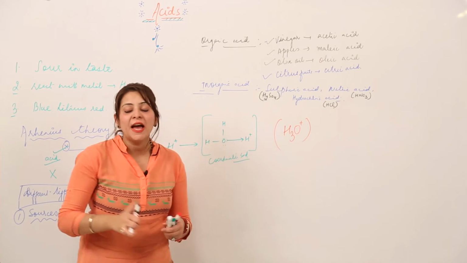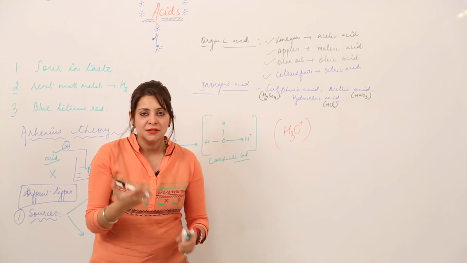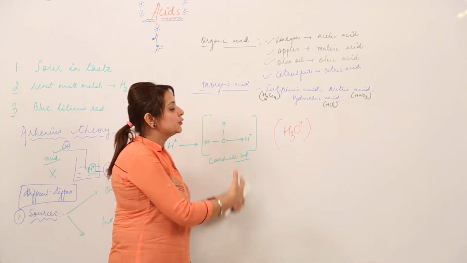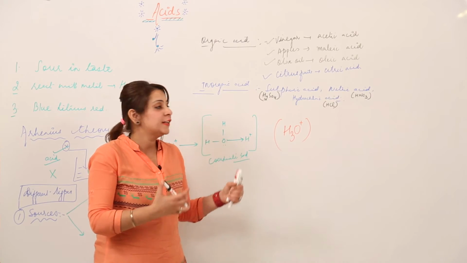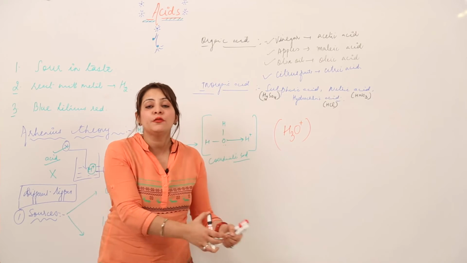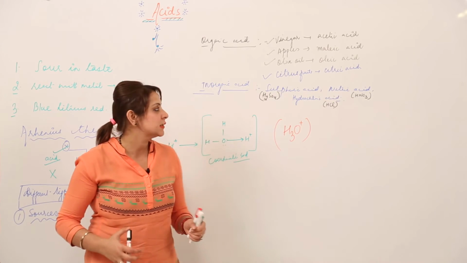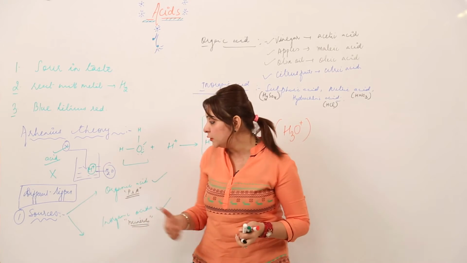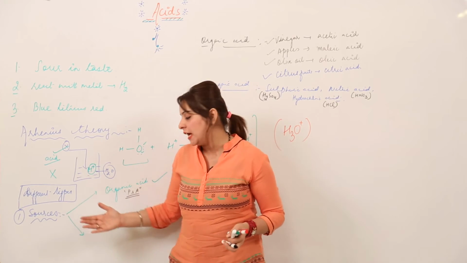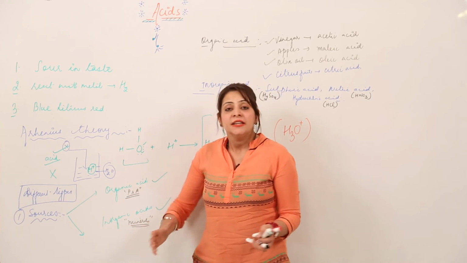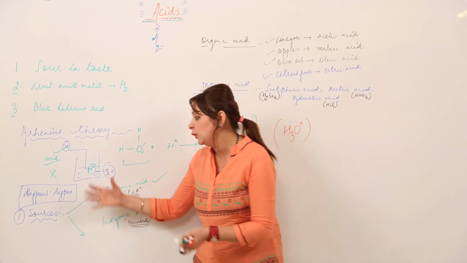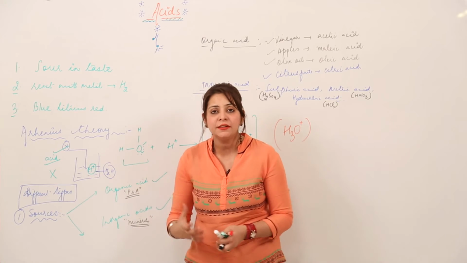So, we have many inorganic acids, but out of them these three are very important. That is why I have listed their names, but it is not limited to only three, we have a whole list of inorganic acids. So, on the basis of sources, we divide acids into two categories, organic and inorganic. But this is not the only classification, we have many other classifications.